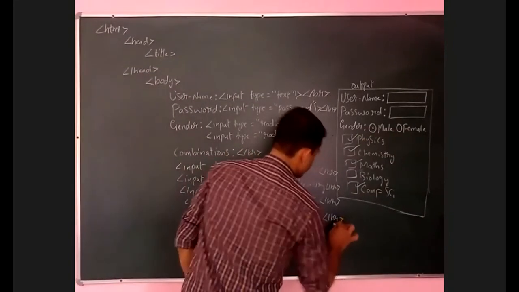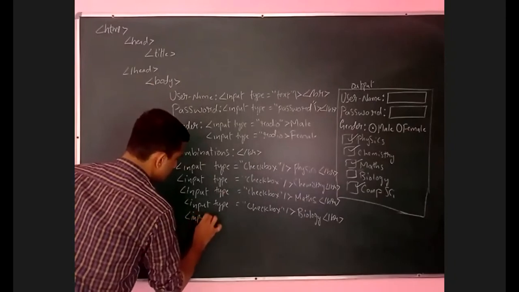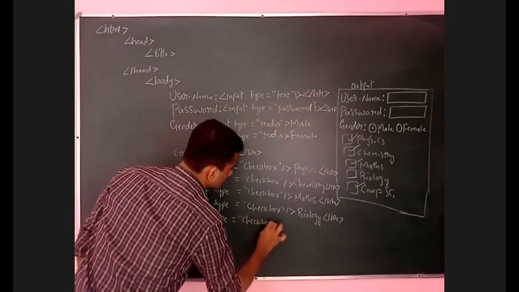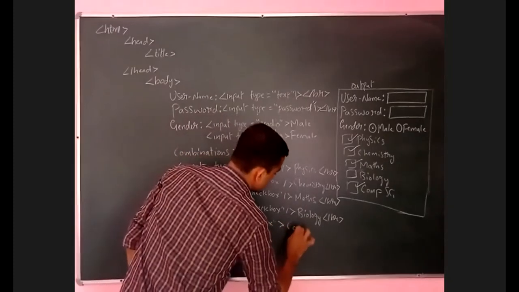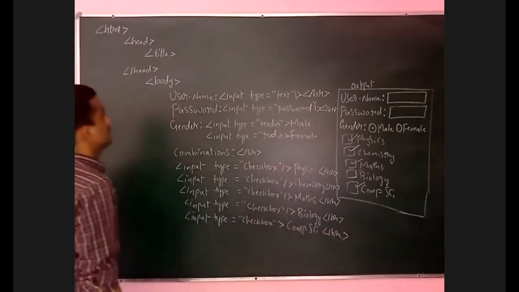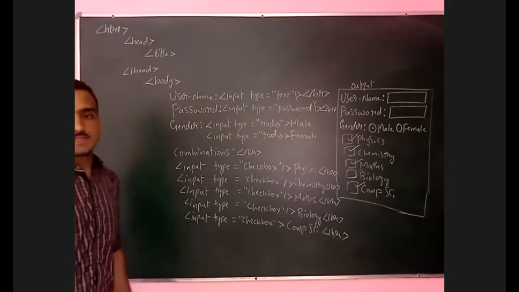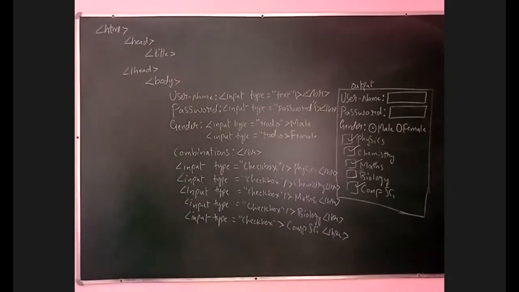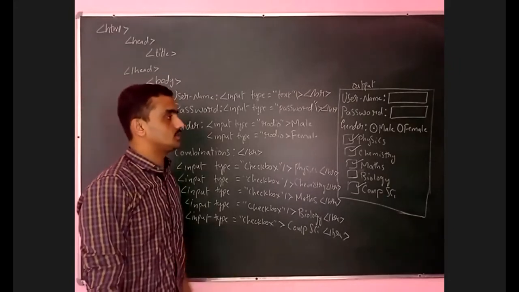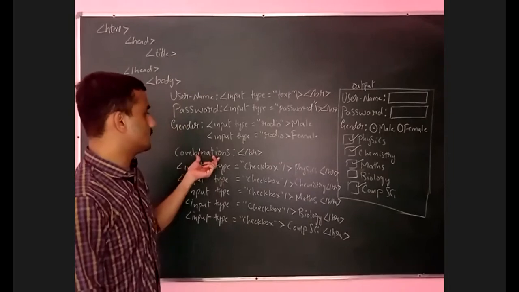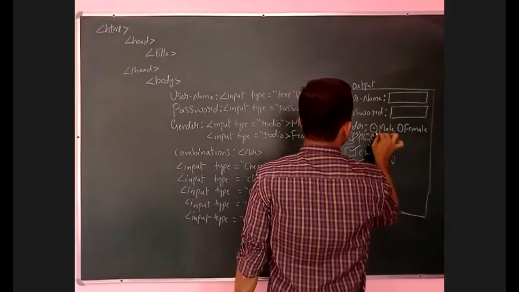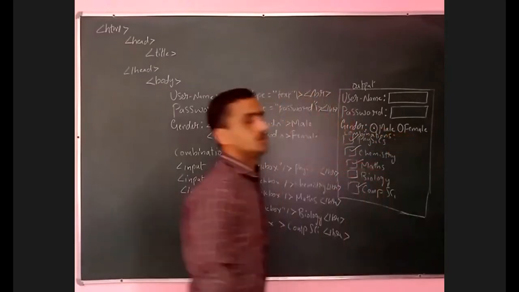Then input type is equal to checkbox. So you can say computer science. See, one more option we can take. So here, the word and message combinations will also appear. One more thing is there.